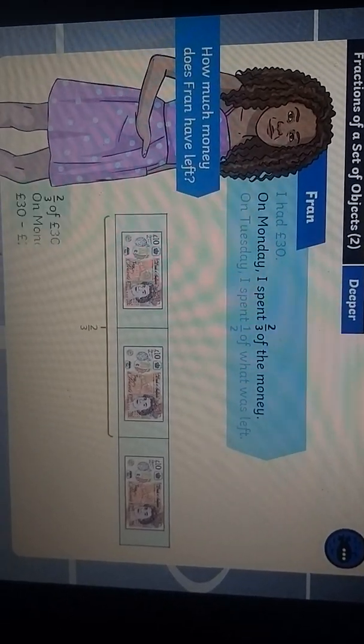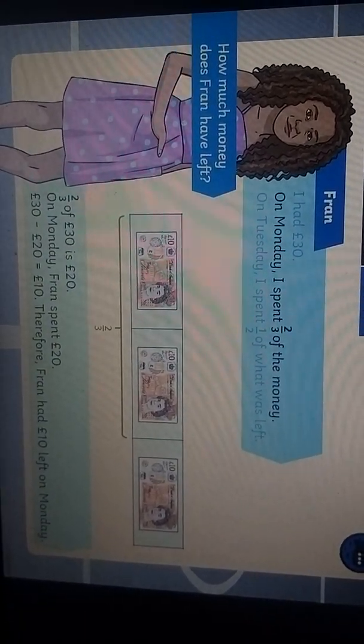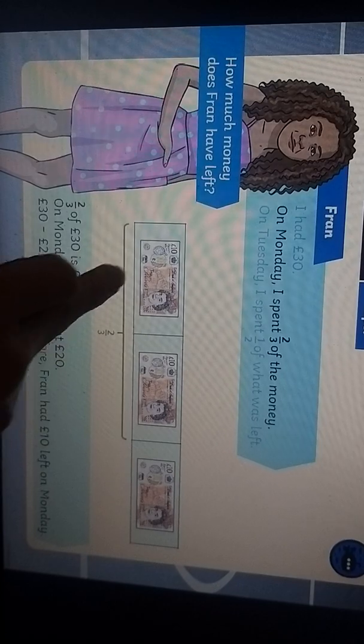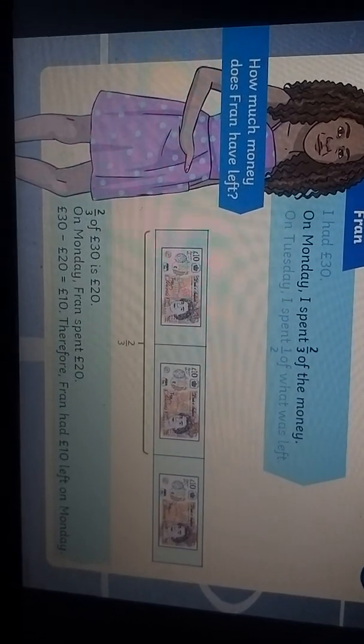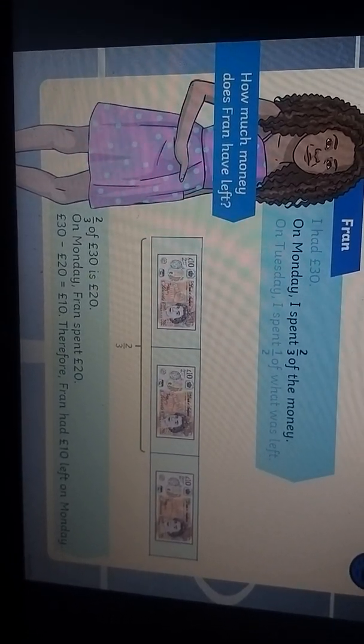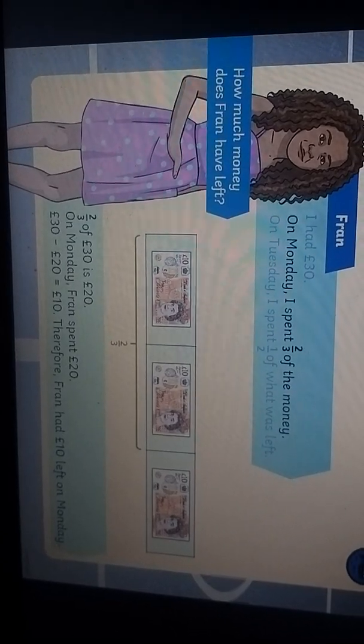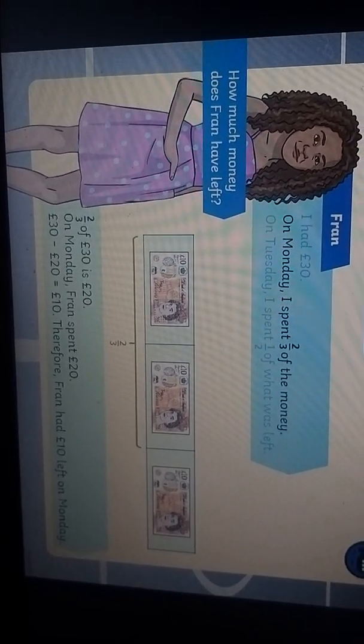On Tuesday, 2/3 of 30 is 20, because 10 add 10 is £20. So 30, which is what she originally had, take away 20 equals 10. Therefore, Fran had £10 left on Monday.